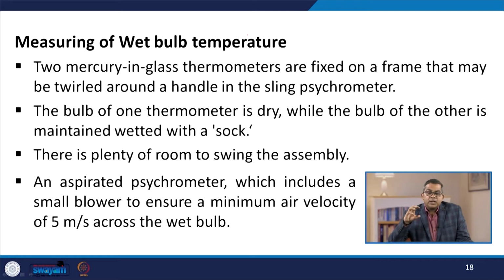Two mercury-in-glass thermometers are usually fixed on a frame, which may be twirled around a handle in a sling psychrometer. The bulb of one thermometer is dry, while the bulb of the other is kept wetted with a sock. There is plenty of room to swing the assembly. An aspirated psychrometer includes a small blower to ensure a minimum air velocity of 5 meters per second across the wet bulb.